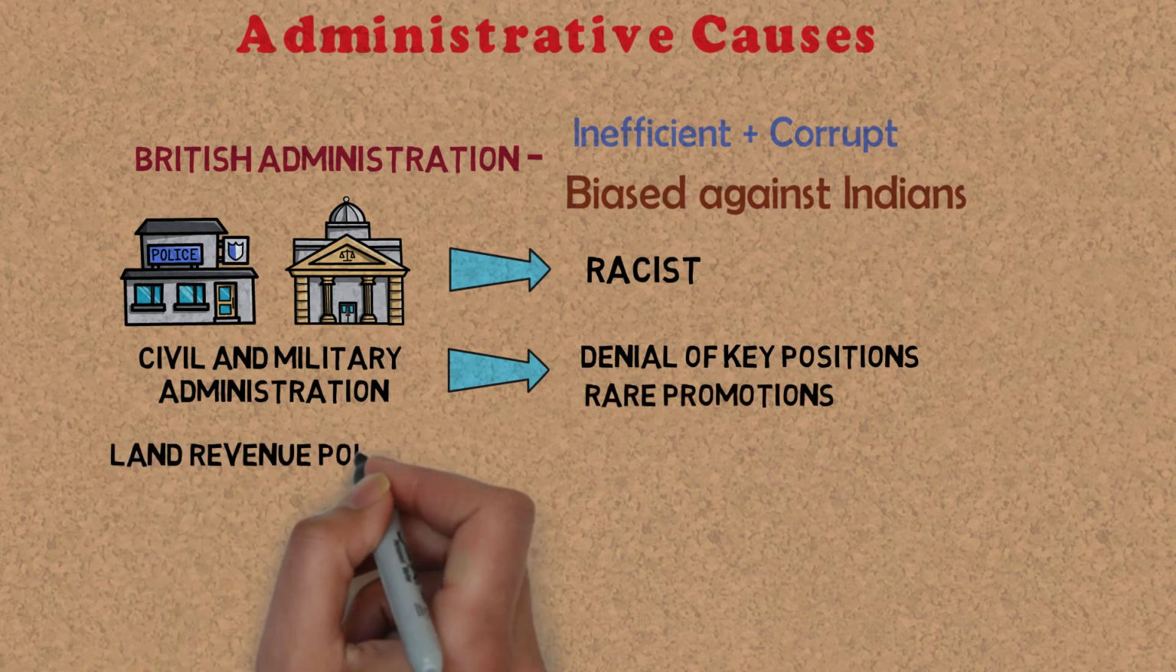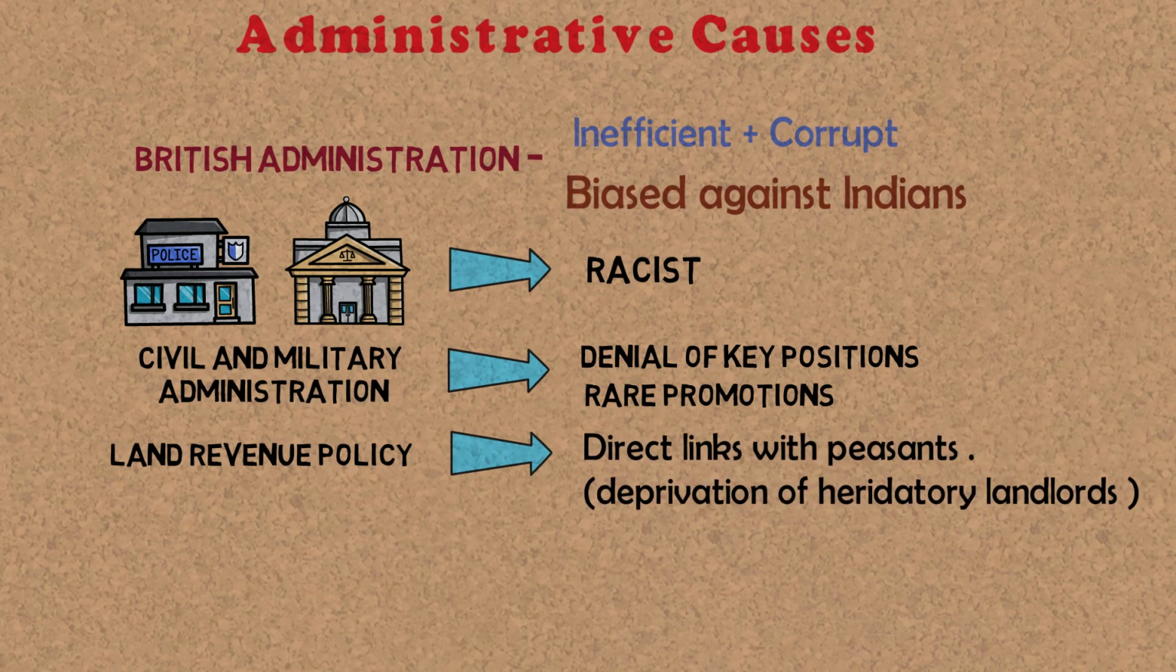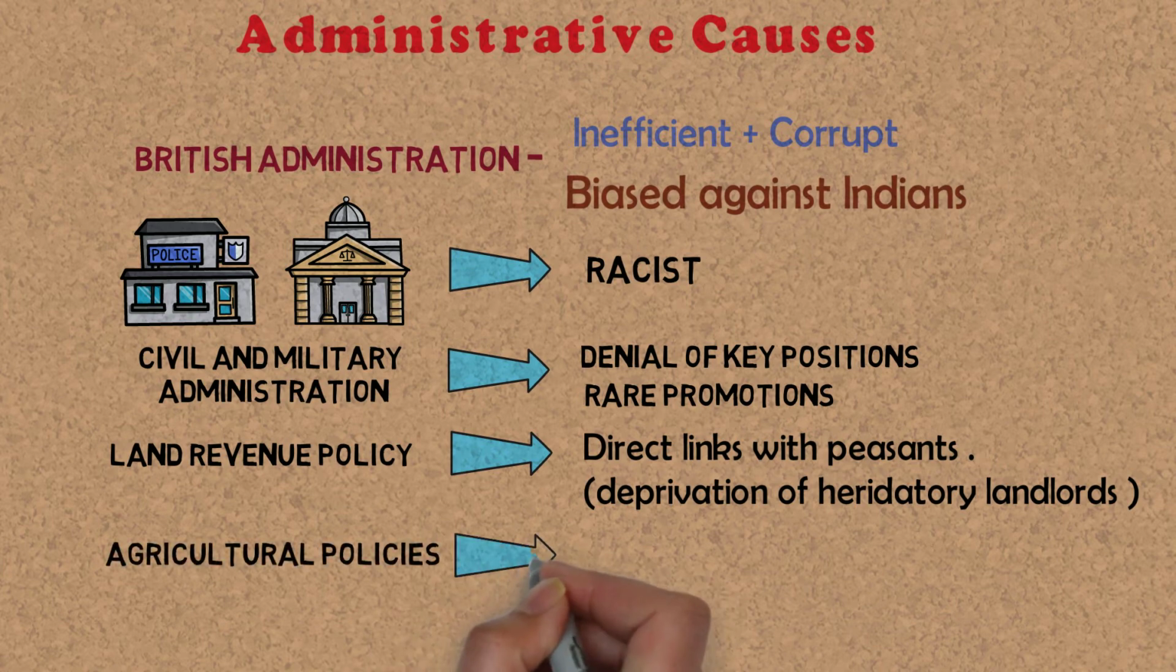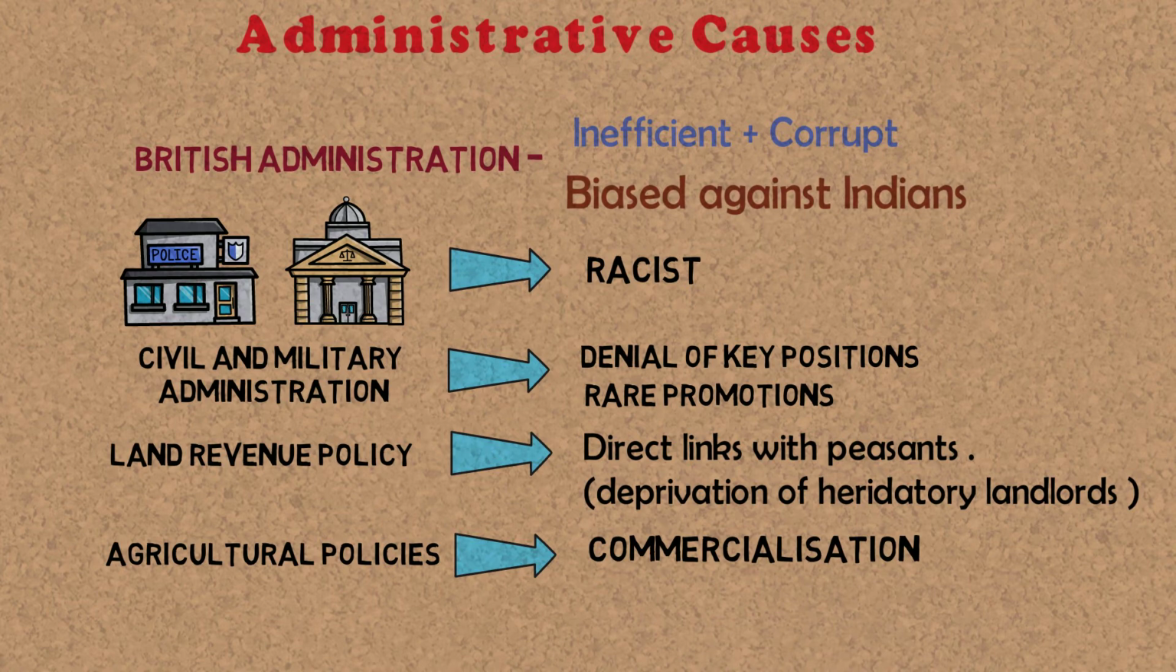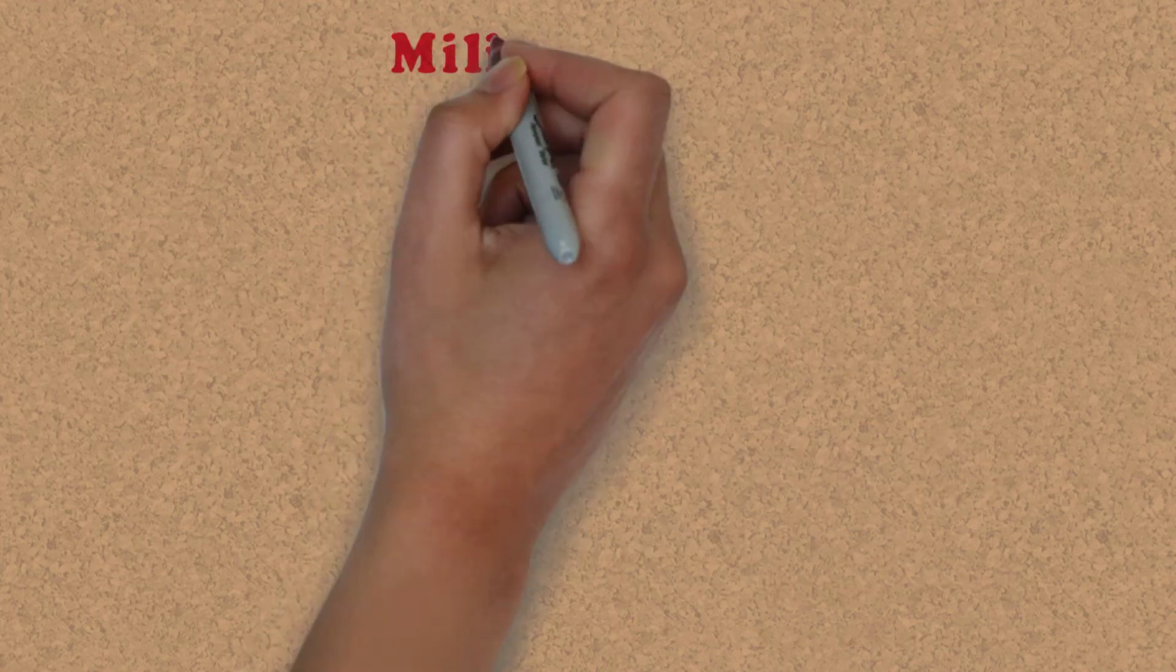The land revenue policy of the British was another cause of discontent. The company established direct links with the peasants. This angered the middlemen or the zamindars. Additionally, the agricultural policies of the company pushed for commercialization of agriculture. They forced the farmers to bring more land under the cultivation of commercial crops. The profit-seeking traders exploited the poor farmers by paying them less than the real value of their produce.